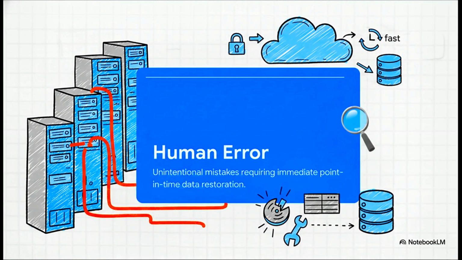Now, as database pros, we spend a massive amount of time prepping for hardware failures, right? We're talking redundant disks, failover clusters, regional outages, the whole shebang. But honestly, human error is almost always the most common and destructive reason we actually end up needing our backups. An unintentional mistake from an admin or developer requires an immediate, point-in-time data restoration to literally save the business. You can't exactly just reboot a server to fix a dropped table, you know? You absolutely need a rock-solid backup and recovery strategy.